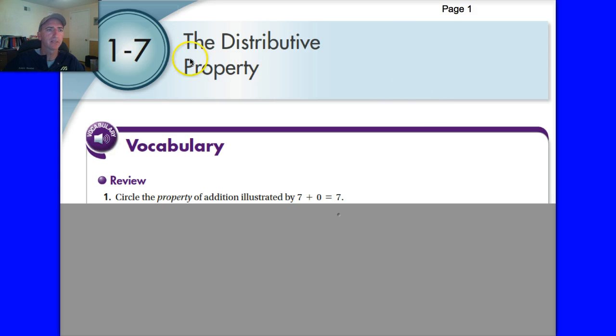We're jumping up to chapter 1-7, talking about the distributive property and some things that go with that.